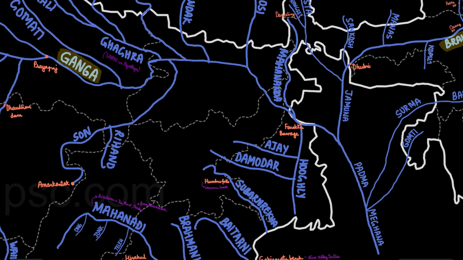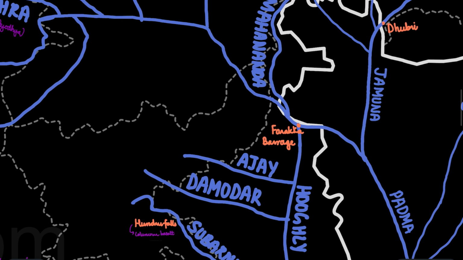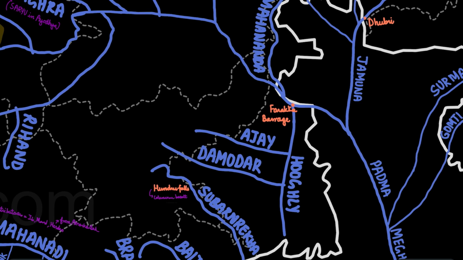So there's a barrage created over here, which is known as the Farakka Barrage, and the tributaries of Hooghly are Ajay and Damodar. Both of these originate from Chotanagpur Plateau.